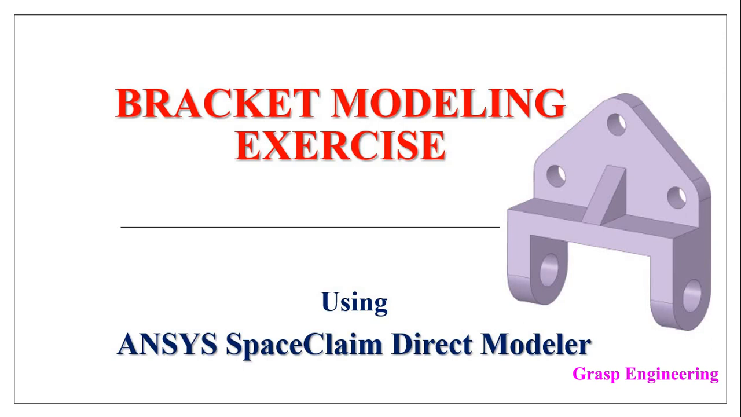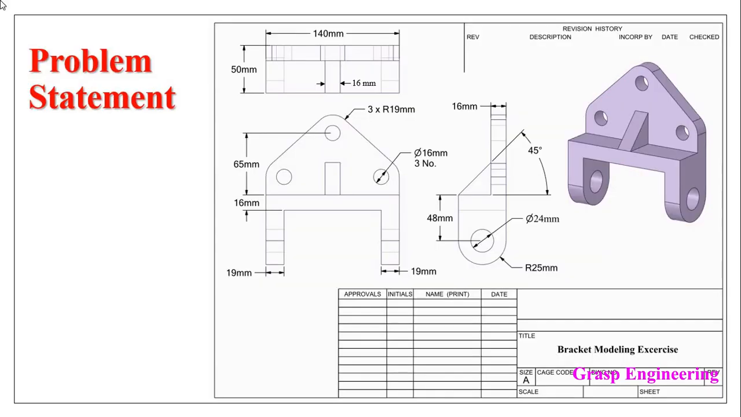In today's topic we will see one of the simpler examples, a bracket. We will try to model this bracket in 3D with the help of 2D drawings. This slide represents our actual problem statement. Here we need to create a three-dimensional solid with the help of a two-dimensional drawing. This is the front view, this is the top view, and this is the side view.